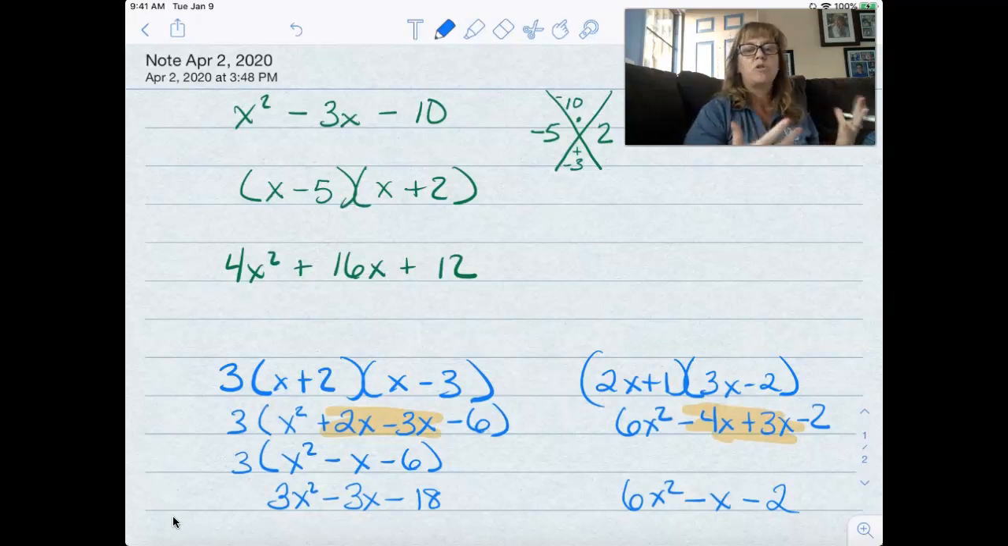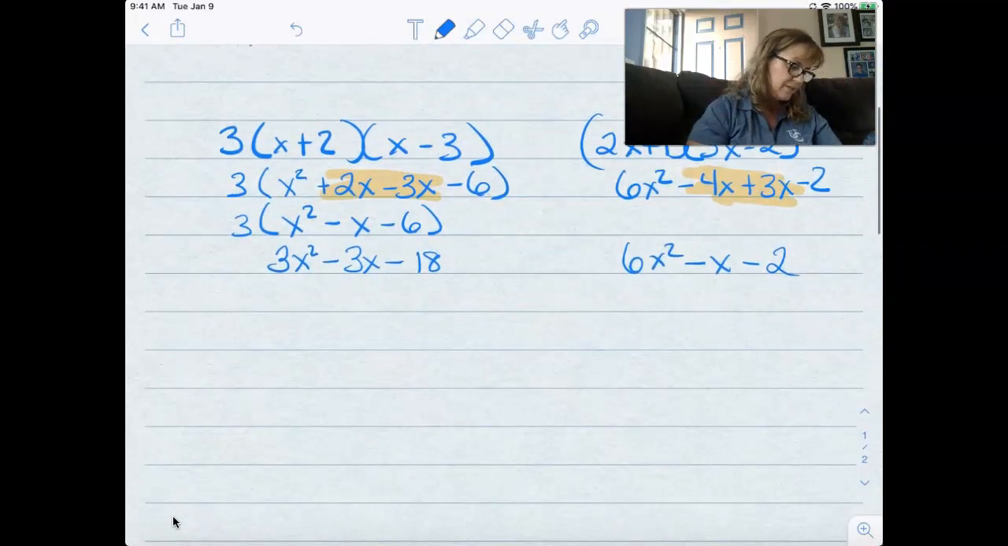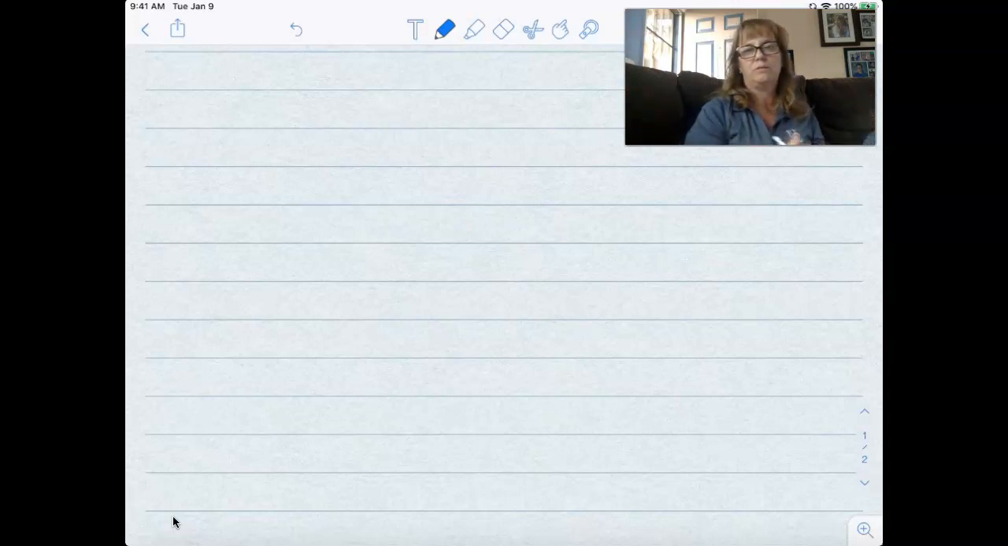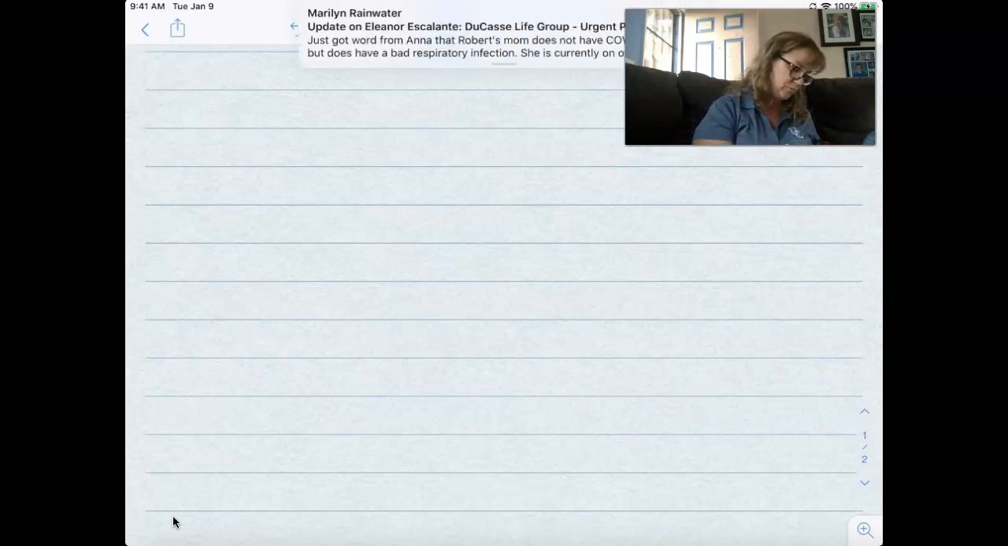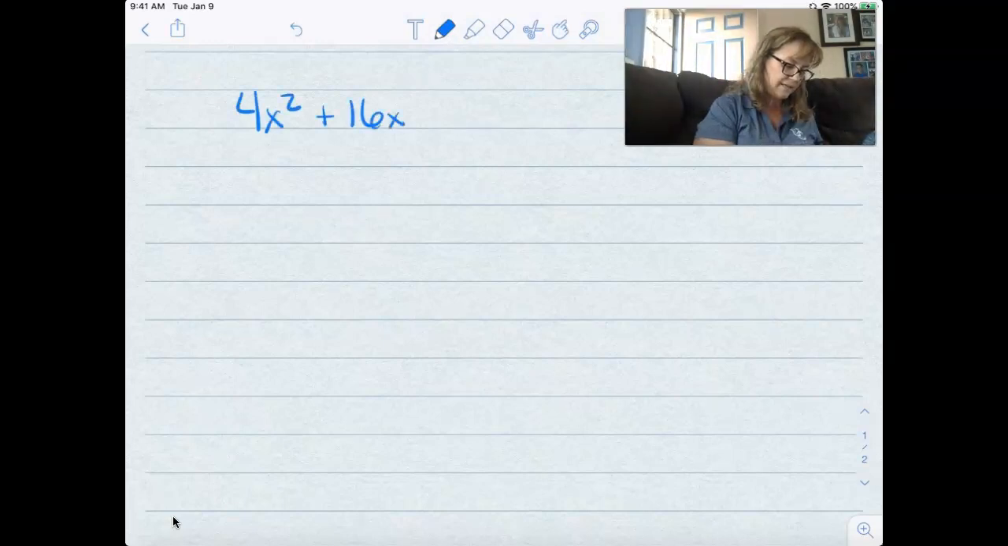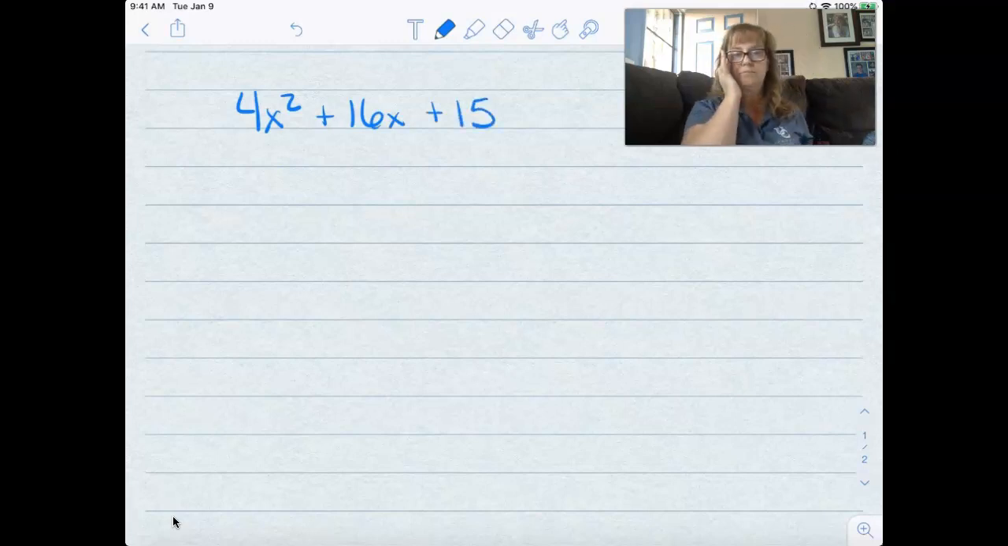Those are some examples of multiplying binomials, and you would get a polynomial with a coefficient in front of your x squared. Well, now that you see how that comes about, let's now see what we're going to do when we have a polynomial that has a coefficient on the x squared that isn't a 1, and how we factor that to find the binomials. All right, first example. 4x squared plus 16x plus 15.